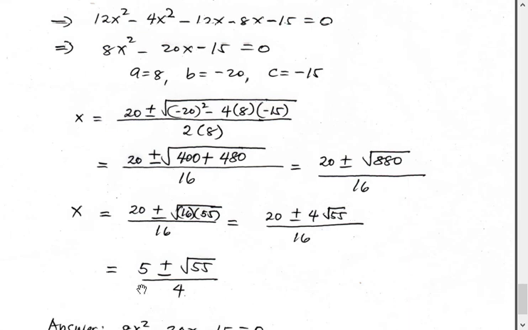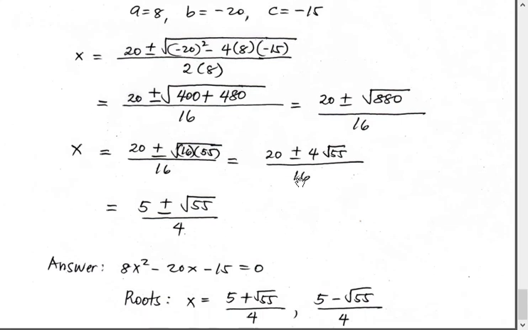And simplifying further, we have to divide this by 4, that becomes 5. Divide this by 4, that becomes square root of 55. Divide this by 4, that becomes 4. So the required answer is 8x squared minus 20x minus 15 equals 0. And the roots of this quadratic equation are 5 plus square root of 55 all over 4 and 5 minus square root of 55 all over 4.